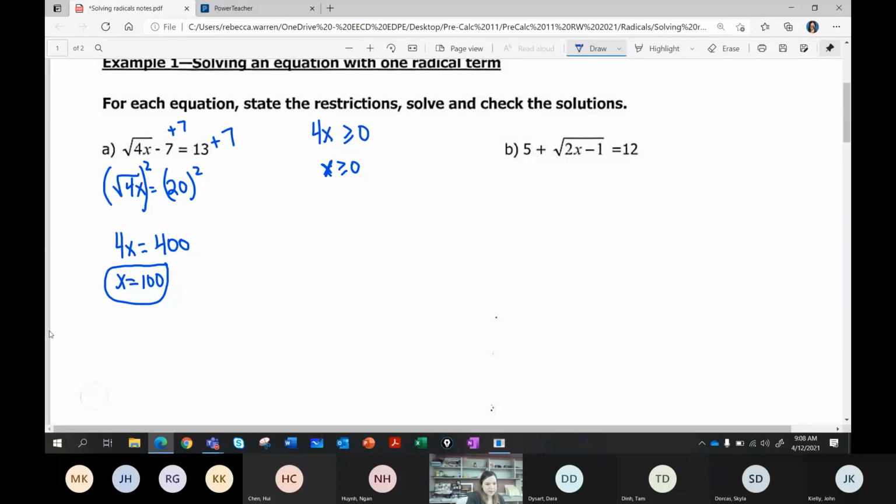So you just plug it in. These ones are a little bit faster than rationals too, so that's nice. So to verify, we just plug in 100 for x into the original question. The original question was radical 4x, so 4x means 4 times x, so 4 times 100, minus 7, before you moved anything, should equal 13.